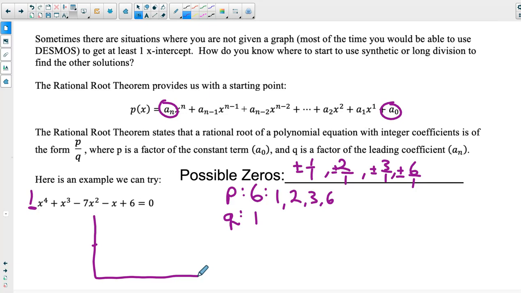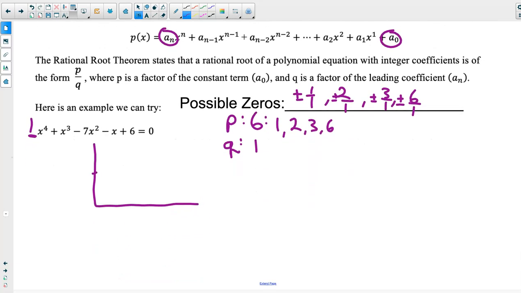If you do synthetic and it doesn't work, do you erase it? No. I actually want you to keep that. That's something I can give you credit for, because you're showing me you have an understanding of what you're supposed to do. Does it always work out? You might not get it to work out, but I can at least give you credit for something. So I'm going to put 1 out here, and then I fill this in. So 1, 1, -7, -1, +6.